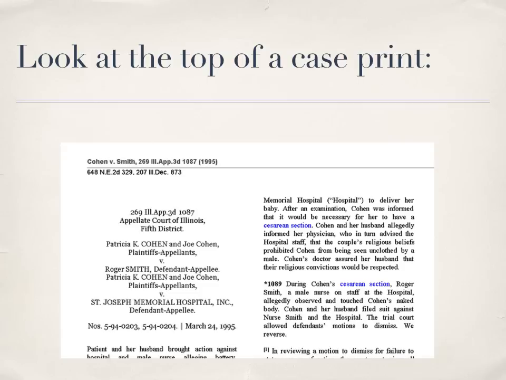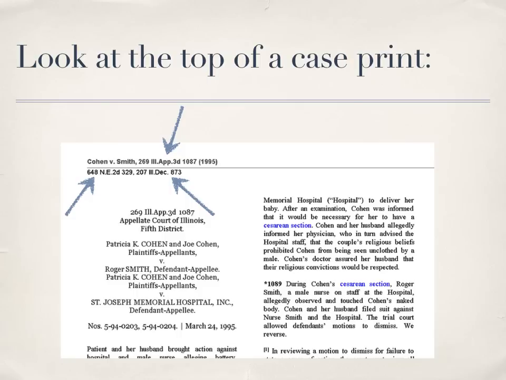This is what you see at the top of the page of your Westlaw print. The header is the key to figuring out where your page numbers are throughout the print. The first cite is for the Illinois Appellate Reports. Below the header line is the cite for the Northeastern Reporter and the Illinois Decisions Reporter. From this header, you can see that the case starts on page 1087 of the Illinois Appellate Reports, 329 of the Northeastern Reporter, and 873 of the Illinois Decisions.